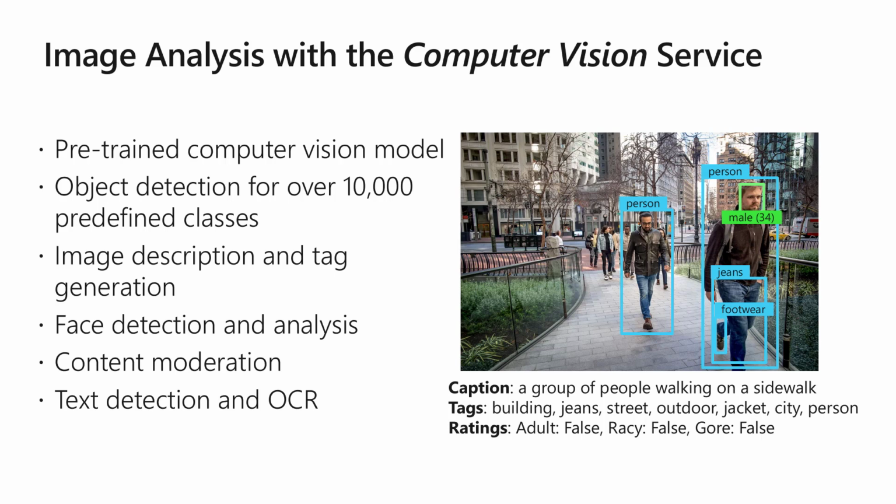Now, those tags, you might be wondering what you would want those for. They can be useful if you needed, for example, to index images and search them using relevant keywords. The model can detect and analyze human faces, including gender identification and age estimation. It can enable content moderation. It can identify images that contain adult, racy, or gory content. And it can detect and extract text in an image, which we'll explore in a bit more depth later on.